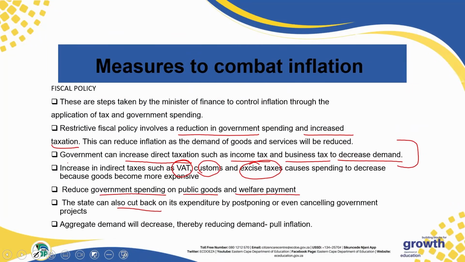So consumer demand and spending will also decrease. Government can also reduce its spending on public goods and welfare payments. The state also cuts back on its expenditure by postponing or even cancelling government projects, which, as we said, have an impact on job creation.